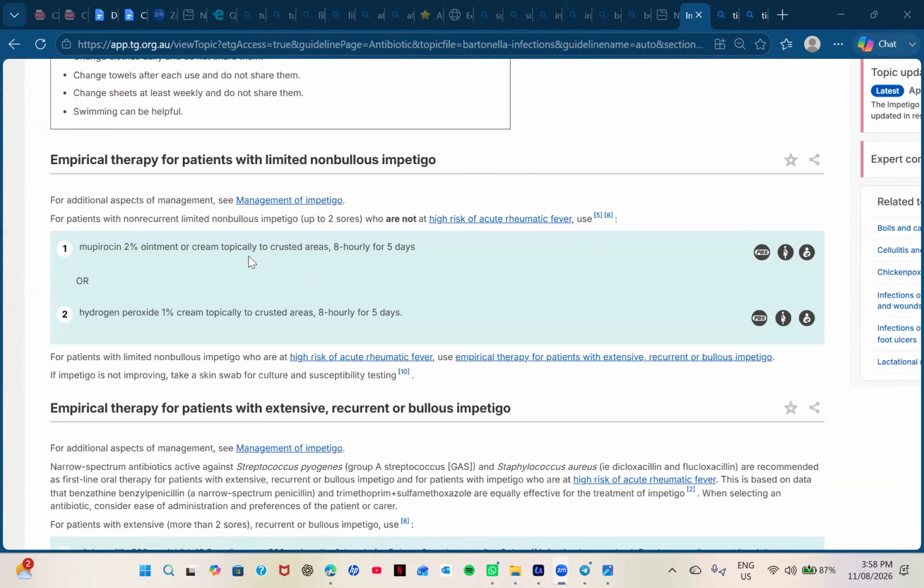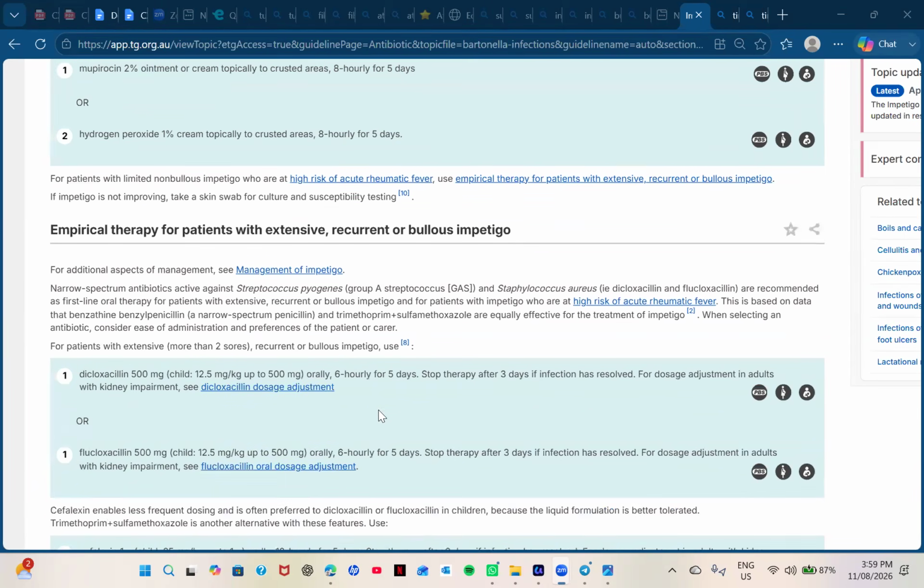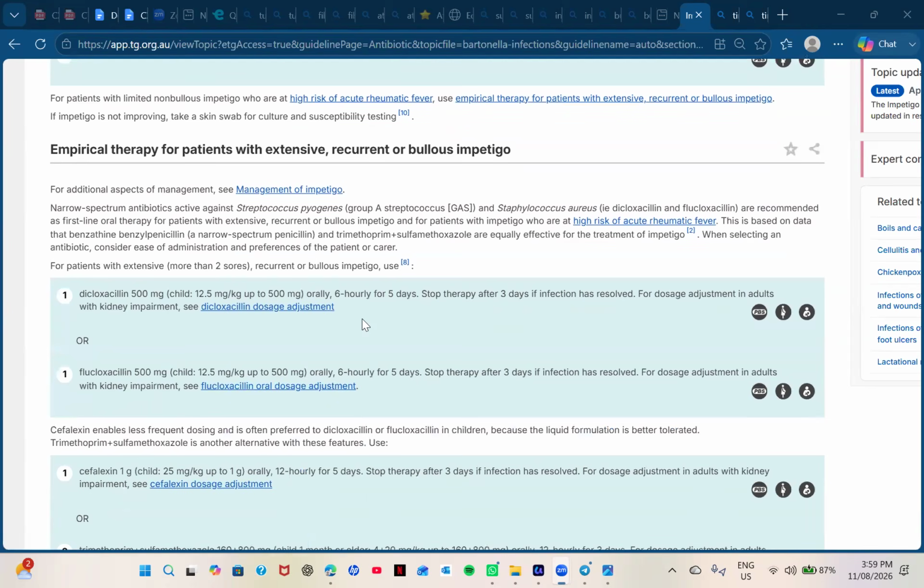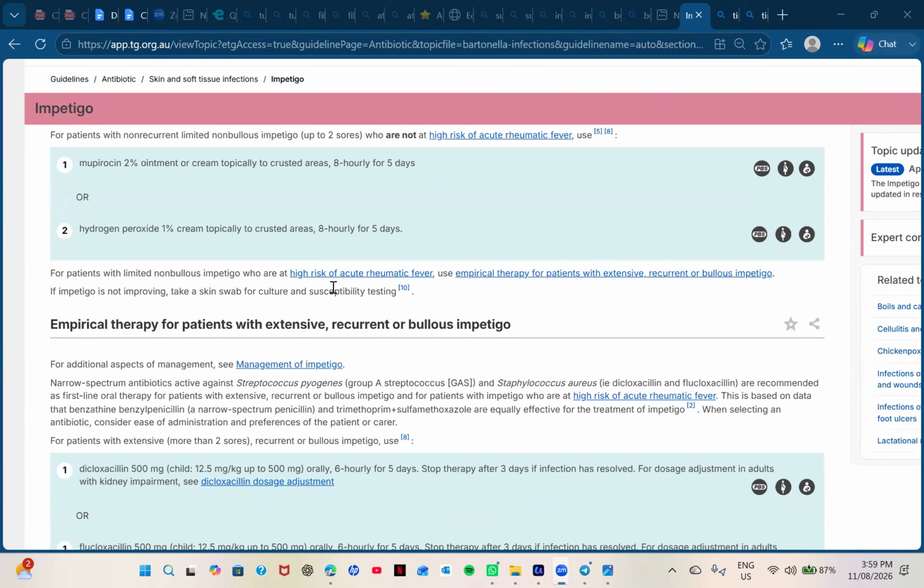Another point is recurrence, right? If the lesions are up to two, no high risk factors for rheumatic fever, no systemic features, and no recurrence, in that case you can use topical treatment like mupirocin or hydrogen peroxide. Empirical therapy with oral antibiotics, dicloxacillin or flucloxacillin, is for extensive disease, more than two lesions, recurrent disease, or bullous impetigo.